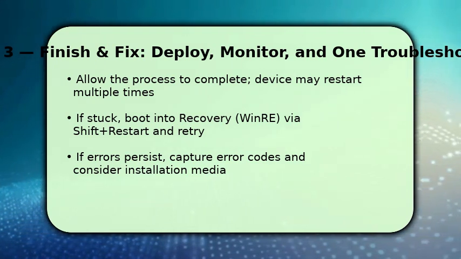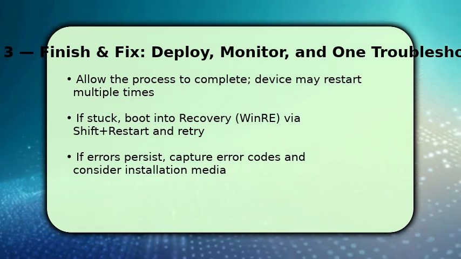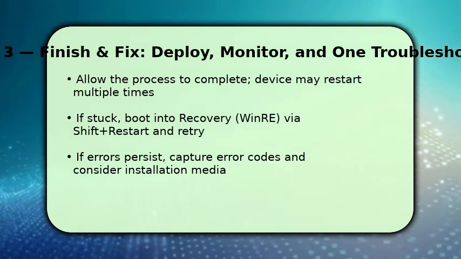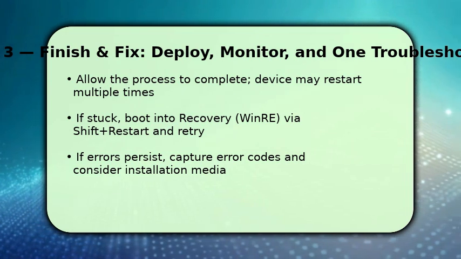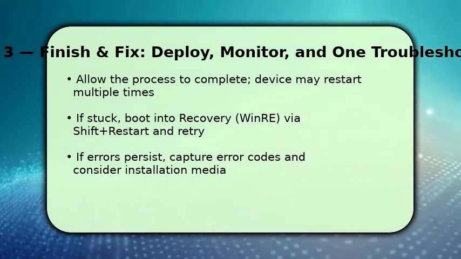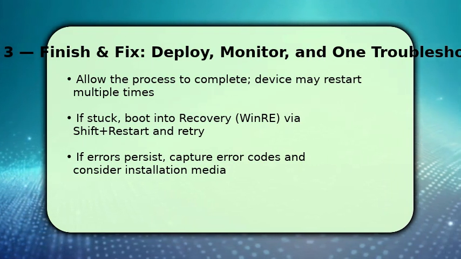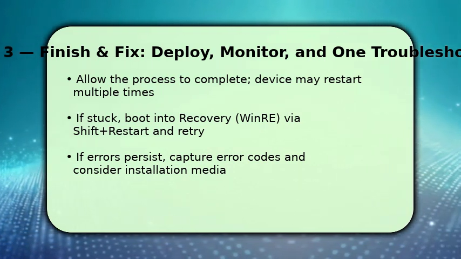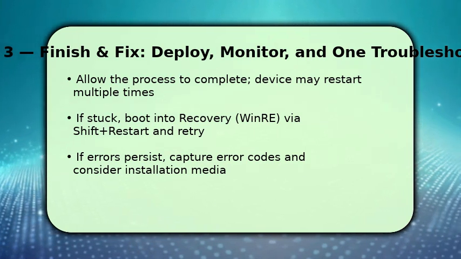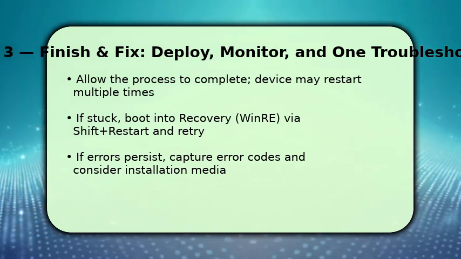If the reset stalls or fails, reboot into Windows recovery environment by holding Shift and selecting Restart, then choose Troubleshoot to rerun reset or use advanced options. If errors continue, write down any error codes and create a USB installation media to repair or reinstall. This gives you a clean fallback to restore function.